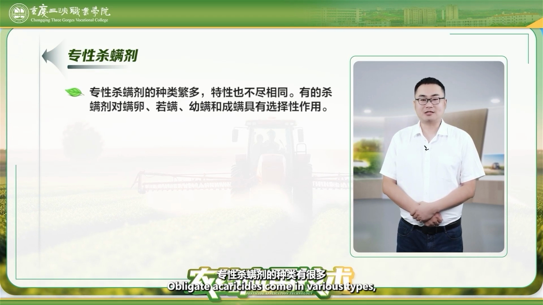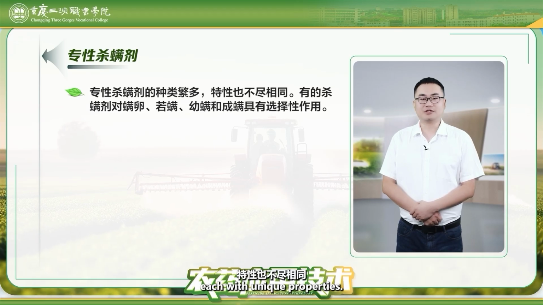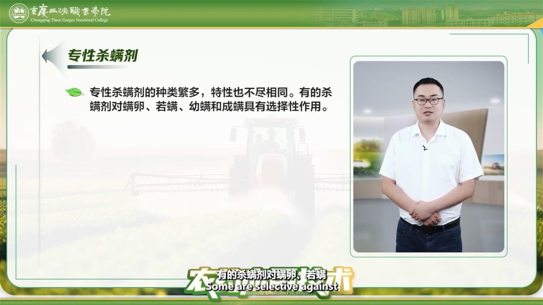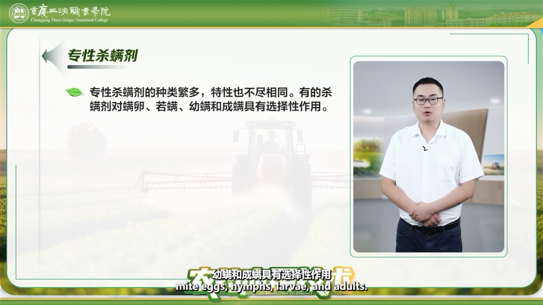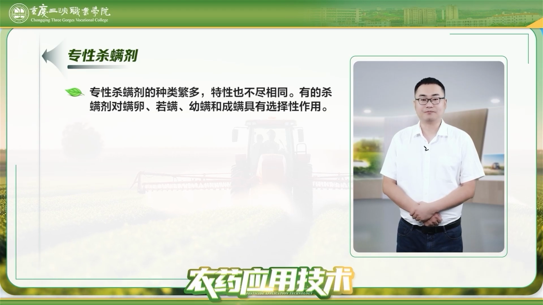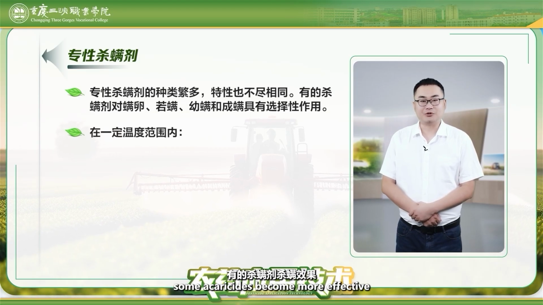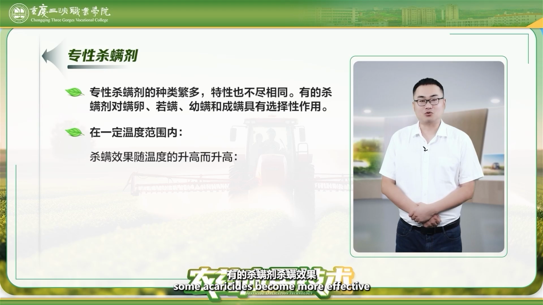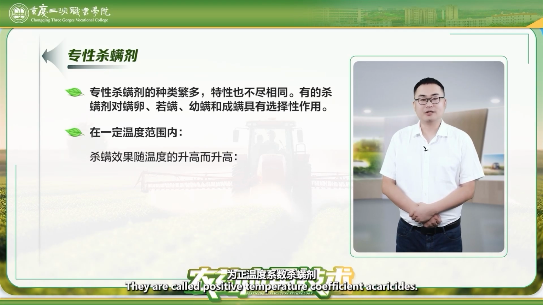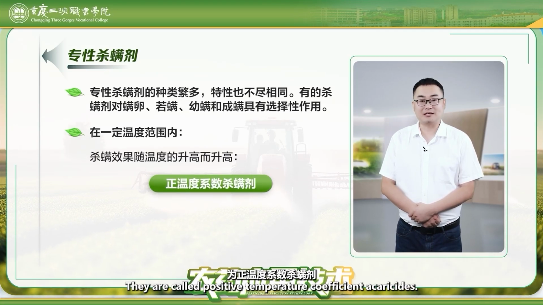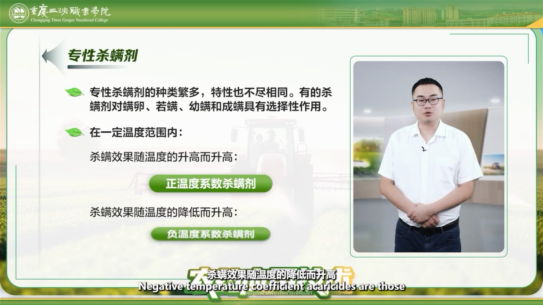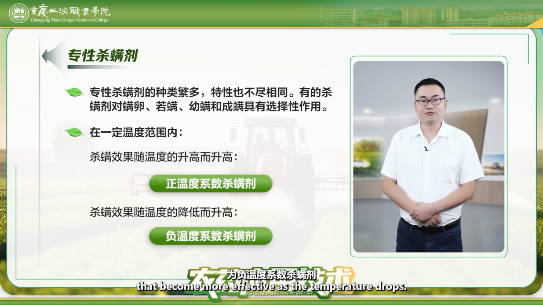Obligate acaricides come in various types, each with unique properties. Some are selective against mite eggs, nymphs, larvae, and adults. Within a certain temperature range, some acaricides become more effective as the temperature rises. They are called positive temperature coefficient acaricides. Negative temperature coefficient acaricides are those that become more effective as the temperature drops.